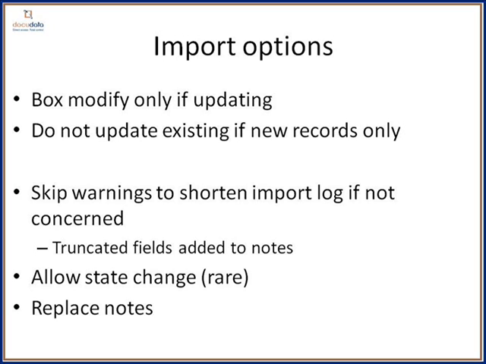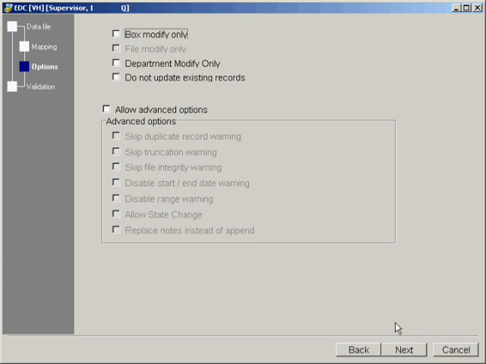We can then proceed to the next page of the wizard, which specifies import options. If all boxes in the data file should already exist in EDC, we will specify box modify only. If all boxes are new, we will specify do not update existing records.